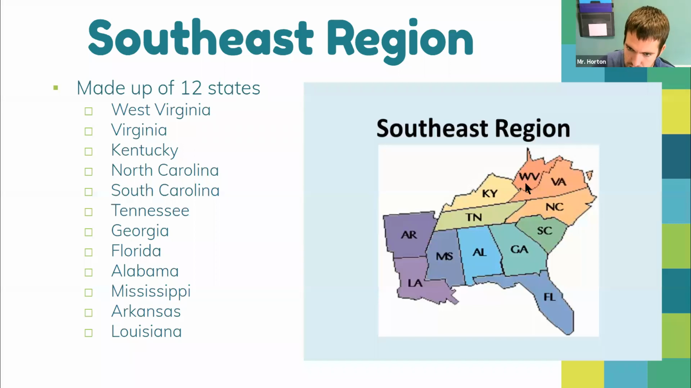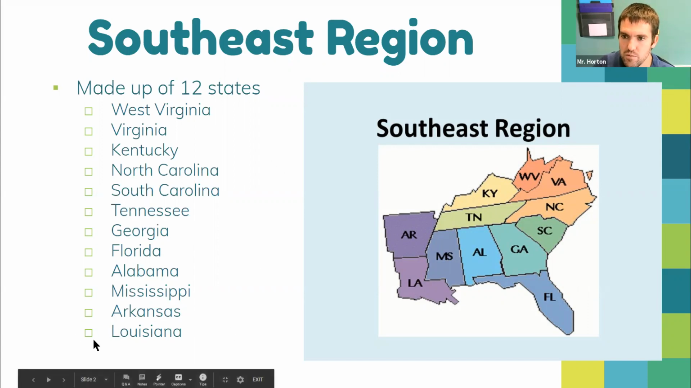All righty. So here's all the states that are in the Southeast region. You have West Virginia, Kentucky, North Carolina, South Carolina, Tennessee, Georgia, Florida, Alabama, Mississippi, Arkansas, and Louisiana. So there's 12 states. And we're going to go through all 12 of those states here in just a second. And we're going to talk about some characteristics about each state. All righty. But here's some general things about the Southeast region.